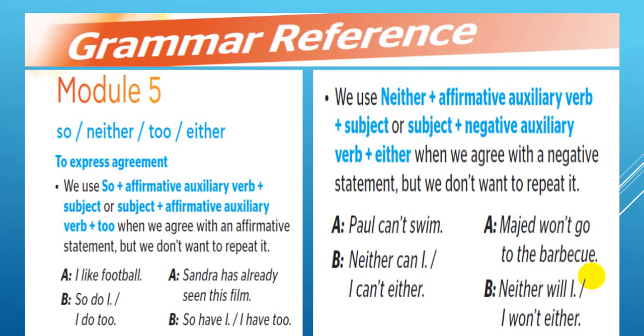Have a look. So we use neither followed by affirmative auxiliary verb, then the subject. Or I can put the subject at the beginning of the sentence, followed by the negative auxiliary verb, then I put either at the end of the sentence, when we agree with a negative statement but we don't want to repeat it. Have a look at this one. Paul cannot swim, neither can I, or I can say I can't either.